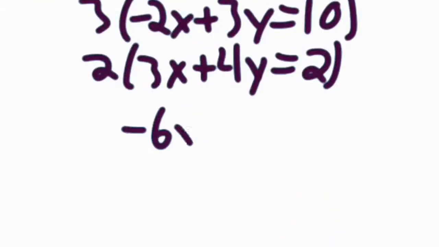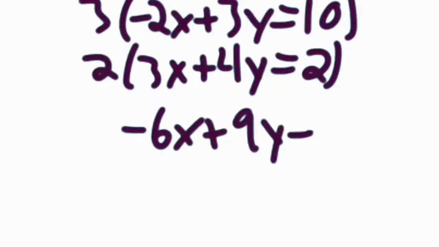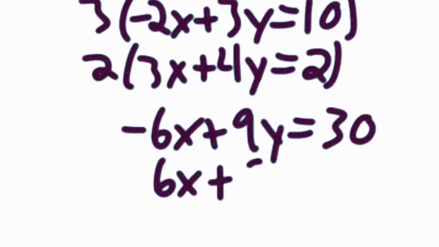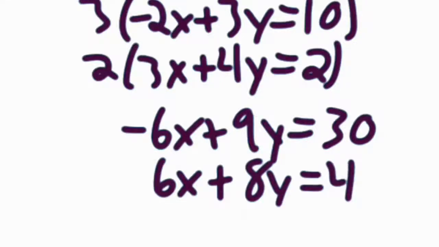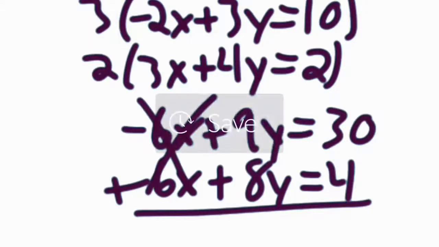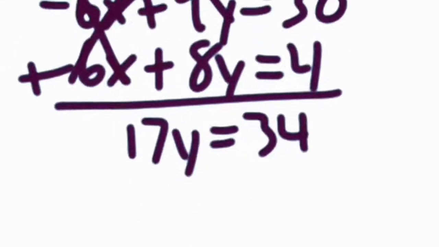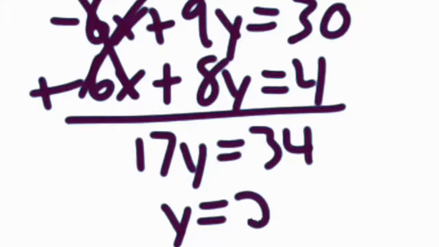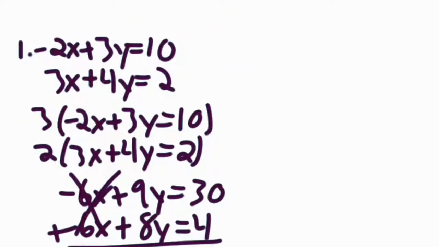So that will make negative 6x plus 9y equals 30. And the bottom one would be 6x plus 8y equals 4. So that will eliminate x for you. And then you get 17y equals 34. Then y equals 2. So then you want to plug that back in.